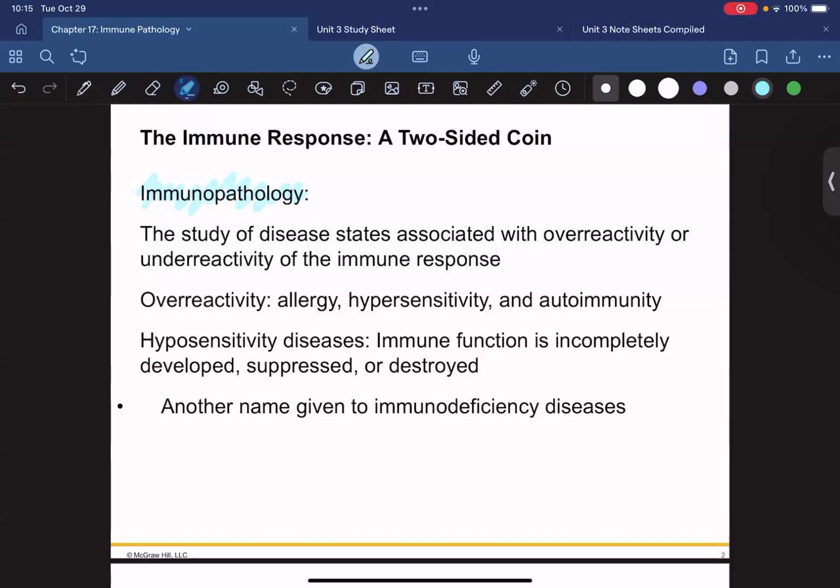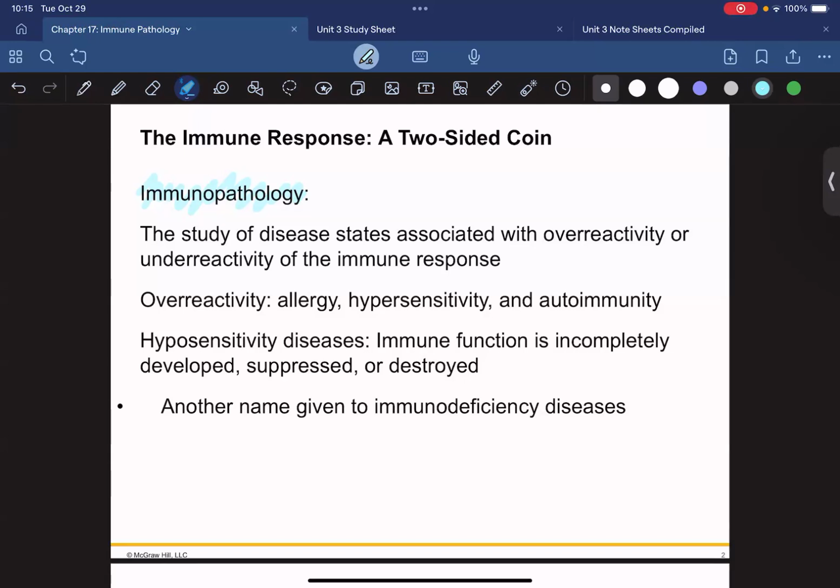For example, good examples that we're going to be talking about today: allergy. Why are you reacting to cat dander? Why are you reacting to peanuts or whatever it is? And then things like autoimmunity. Why are you reacting to self? Because that's essentially what autoimmunity is, having an immune reaction to self.